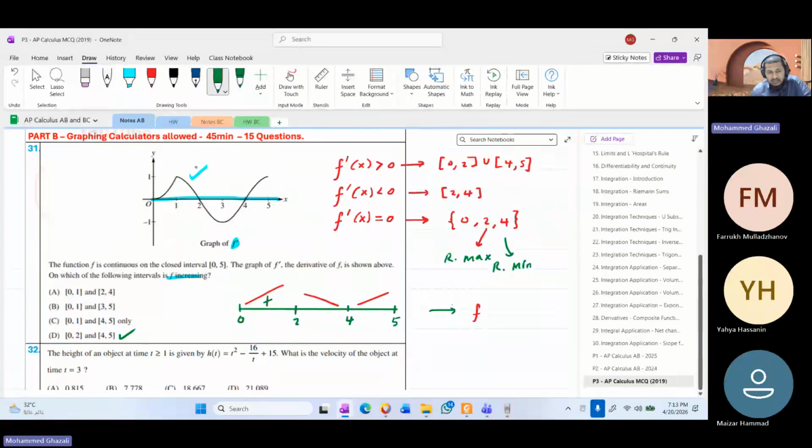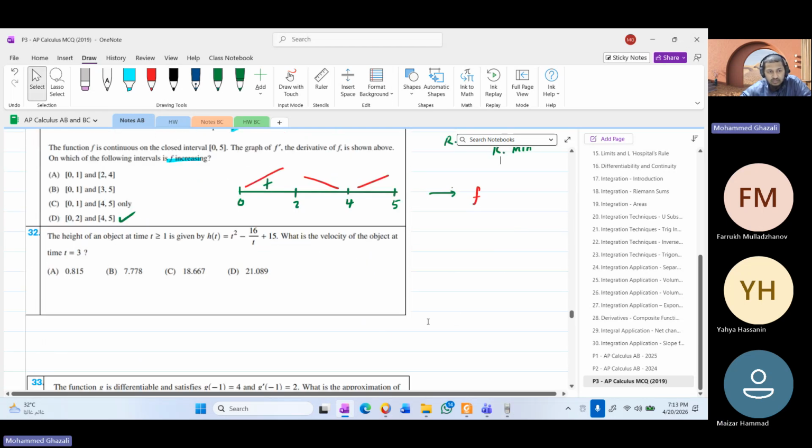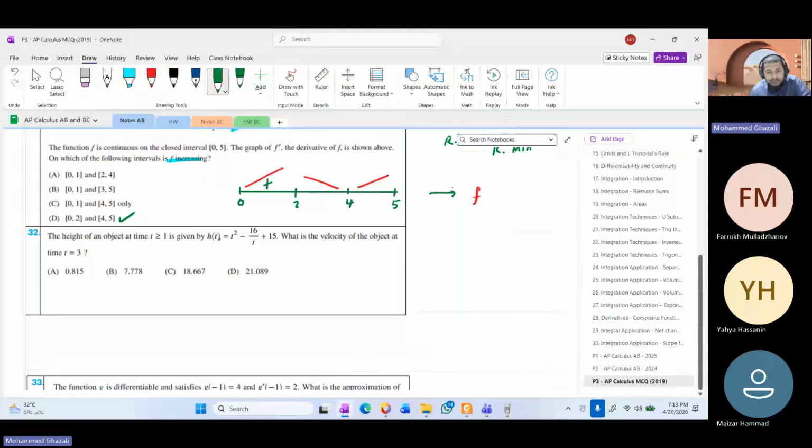So I explained the entire derivative graph here. Does that make sense? All right, excellent. Let's move on to the next question. The height of an object at time t greater than or equal to 1 is given by h of t, where t is equal to this. What is the velocity of the object at time t equals 3?